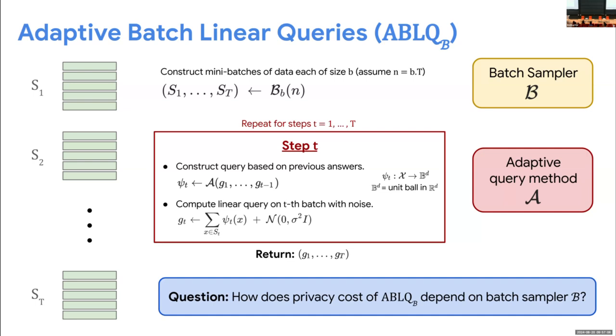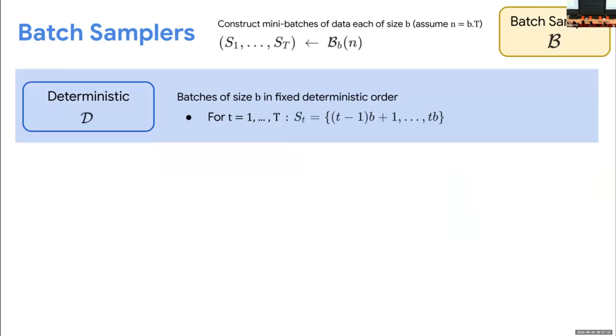Okay, so the main question we want to ask is, how does the privacy cost of this mechanism depend on this batch sampler? So to emphasize that, I've added the subscript of B, to emphasize the role of the batch sampler. So what kind of batch samplers am I talking about? The simplest one is the deterministic batch sampler, where you just have your data, you go through your data in the order it is given and just partition it into batches of size B. Okay, that's the simplest one.